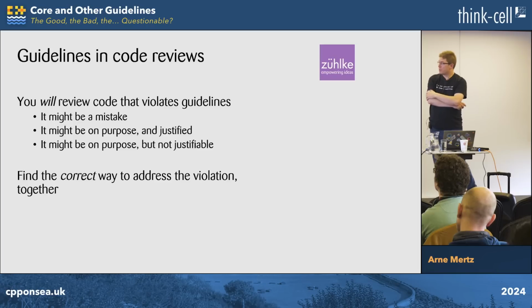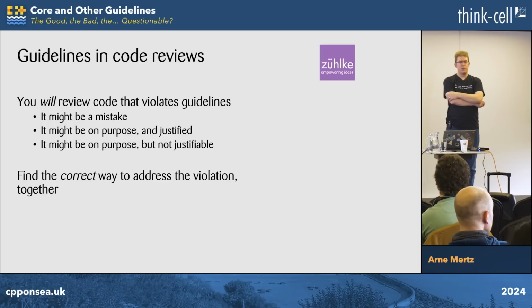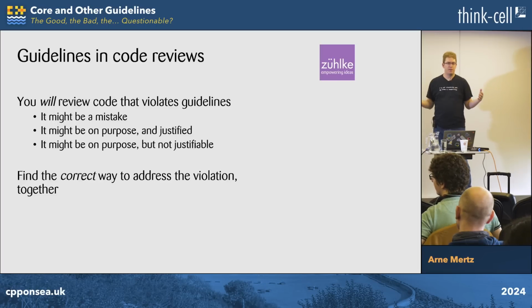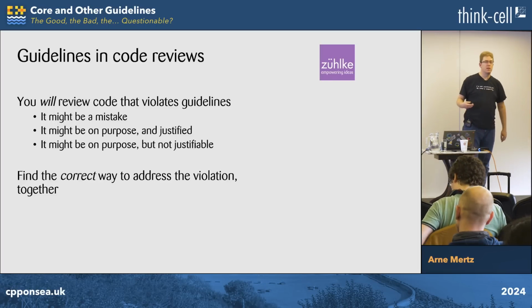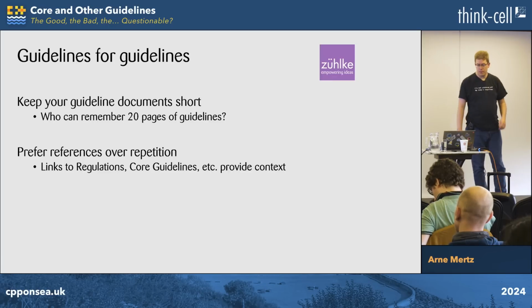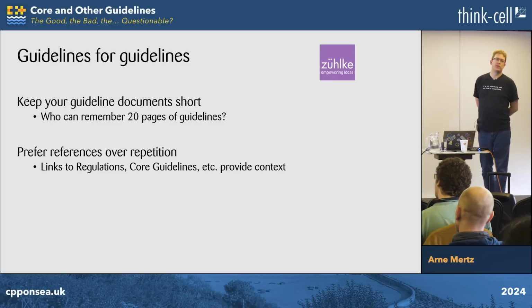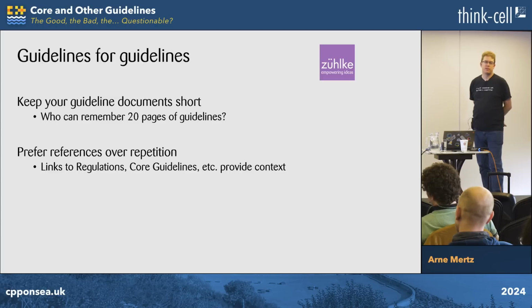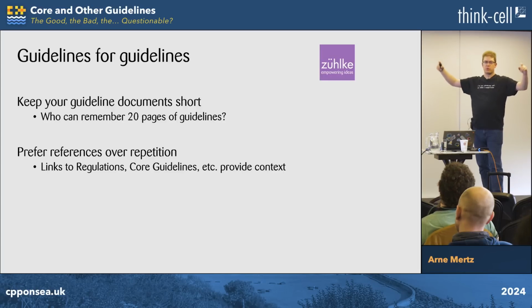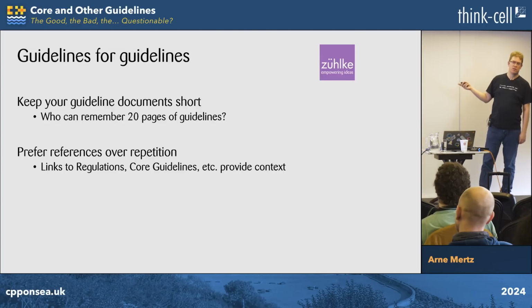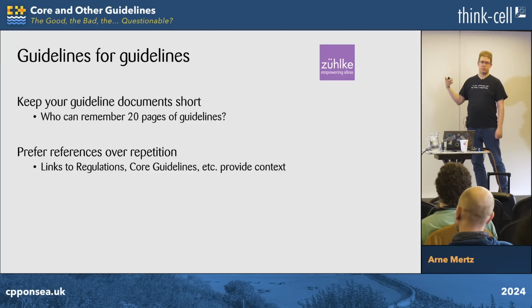Or it might be on purpose, but you actually know a better way to fix this. So get in contact with whoever wrote the code, and find the correct way to actually address this guideline together. Try to keep the document short. No one wants to read 20 pages of guidelines. And the cheap cop-out, "we use C++ Core Guidelines in this project", doesn't work. It's way more than 20 pages. Pick the guidelines that are most important for your project.